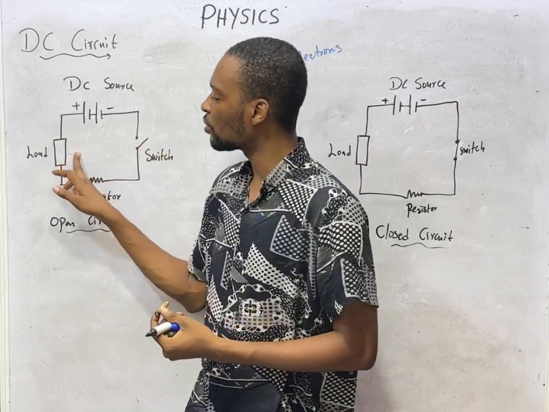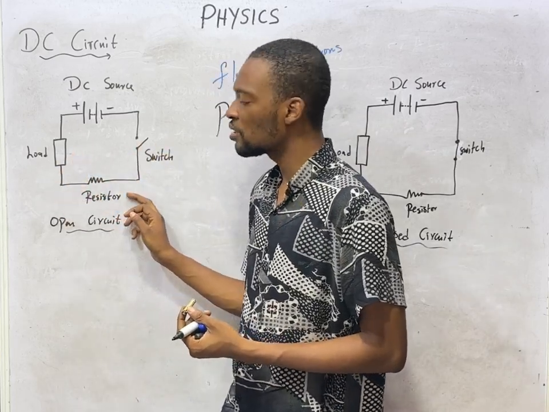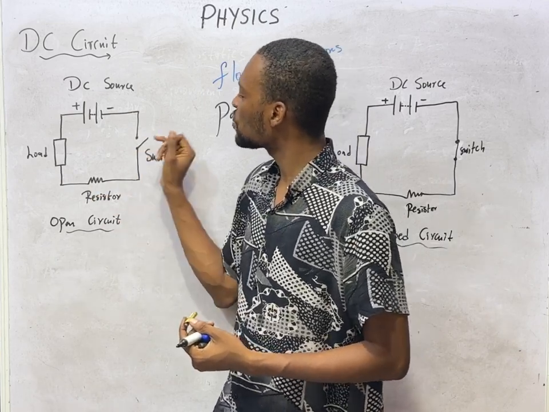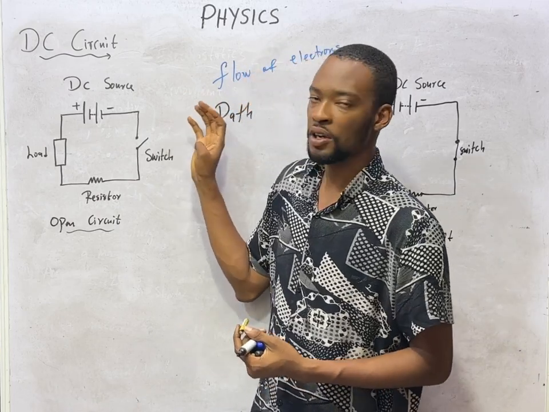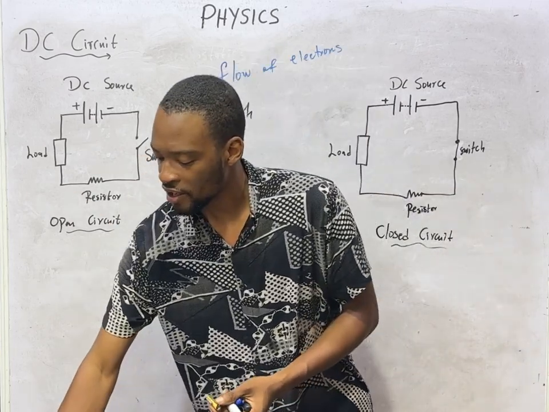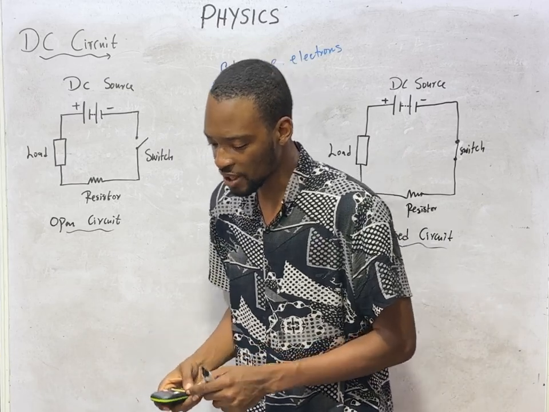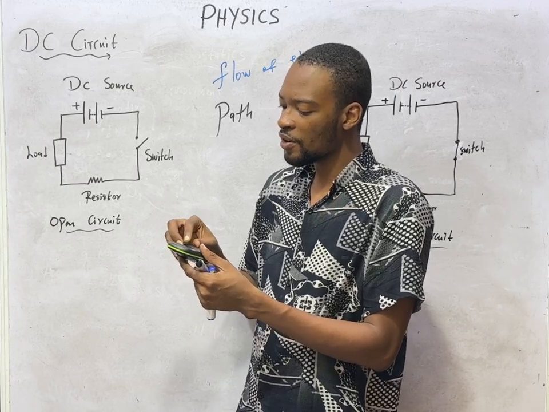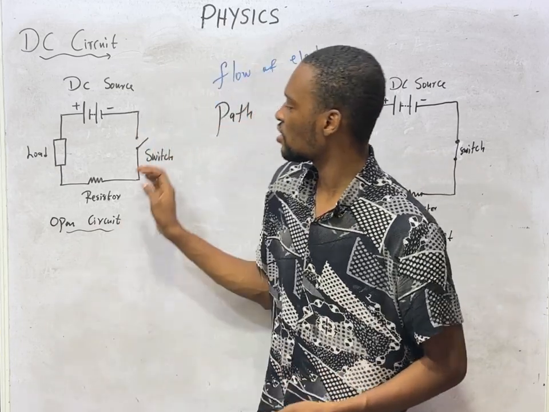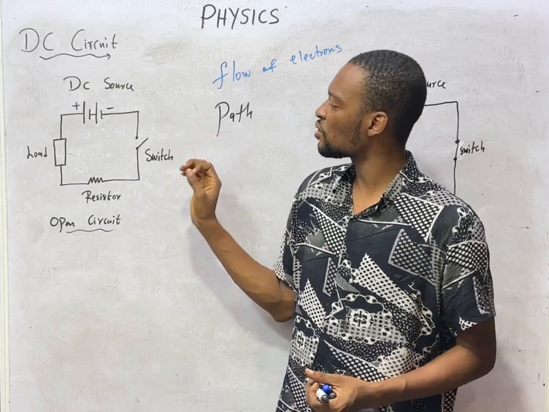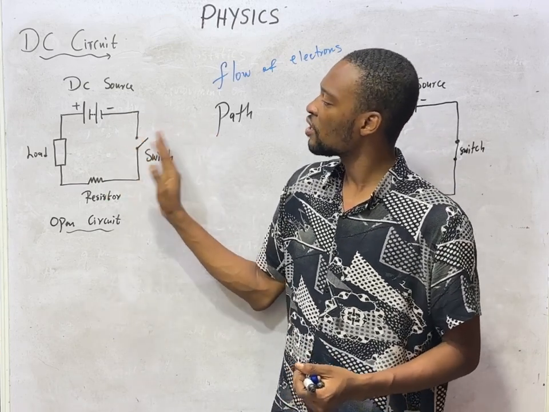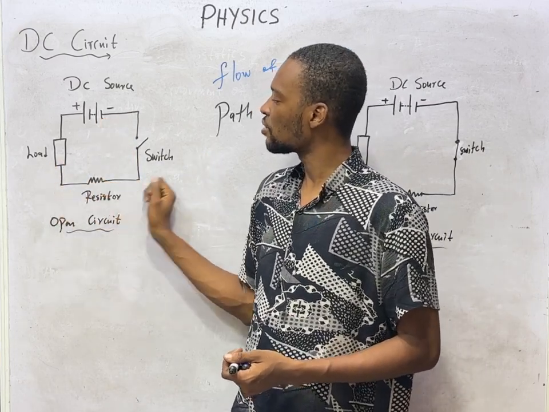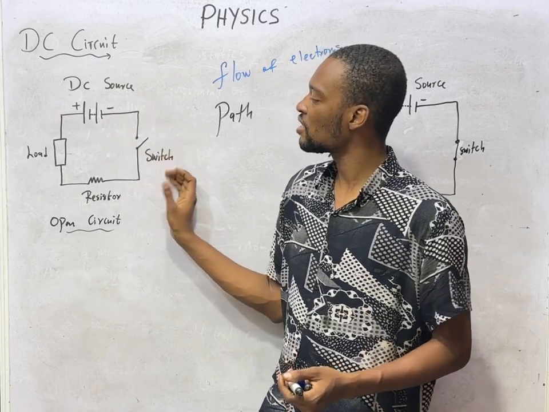So you have the DC source, you have your load, let's say the bulb here, then you have the resistor which opposes the flow of current, then you have your switch. Now if this switch is open, it means it's off, current will not flow. That is why a DC circuit can be an open circuit or a closed circuit. An open circuit is a circuit in which current is not flowing because your switch is open, or you've turned off your switch. Like this, now the switch is off, current is not flowing. You have your power source, your load, your resistor, and the switch. So this is a simple DC circuit.